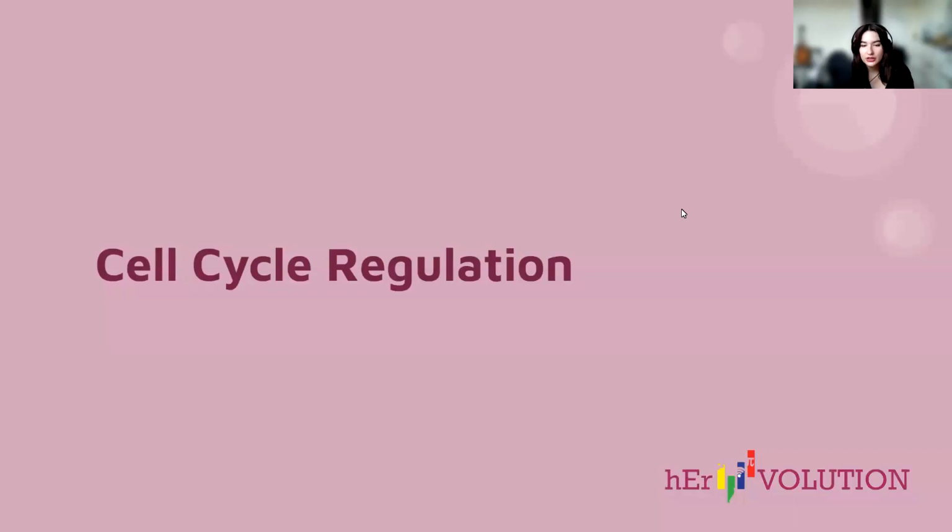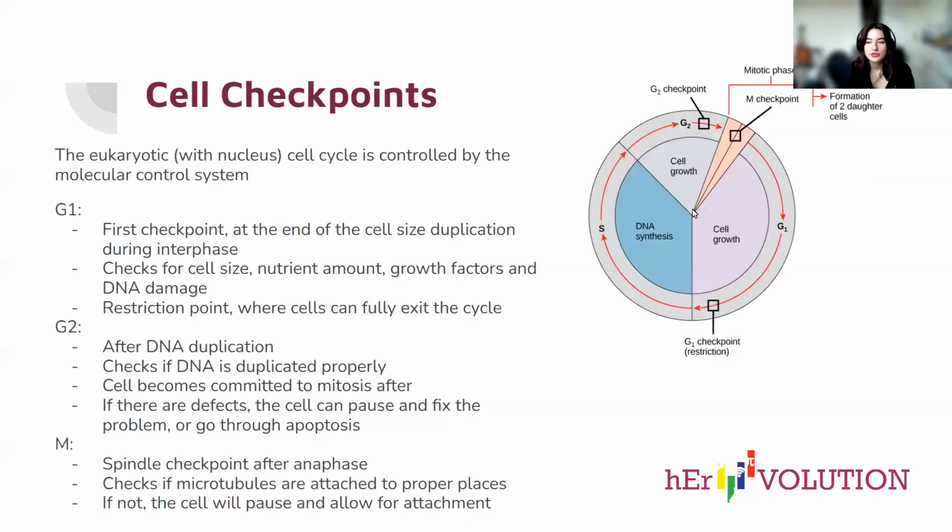So then there's cell cycle regulation. And so the cell cycle has cell checkpoints, which every single cell goes through all the time. So any eukaryotic cells, so the cells with nuclei, are controlled by the molecular control system. So there's a couple checkpoints.